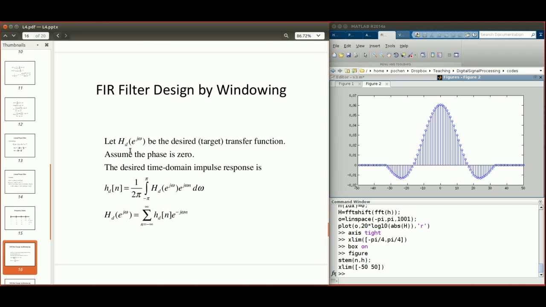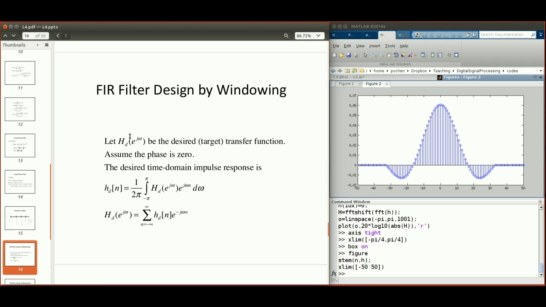We have a certain target transfer function, the transfer function that we would like to get. Let's call it big HD as a function of omega. That's the desired transfer function for a certain filter. Let's assume that the phase is exactly 0 for this desired transfer function, which means that in the frequency domain, HD is a real function. It has only a real part because the phase is 0. So it should be a real function symmetric with respect to omega equals 0.